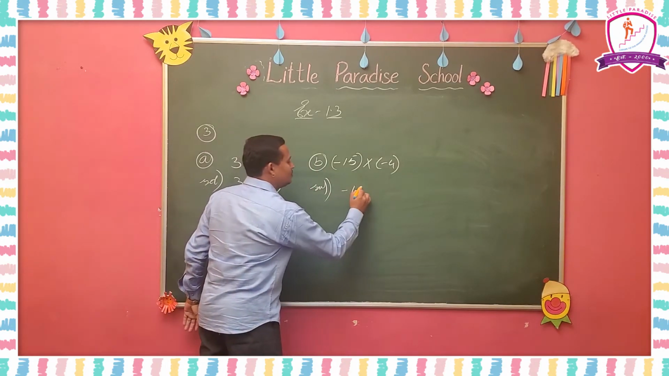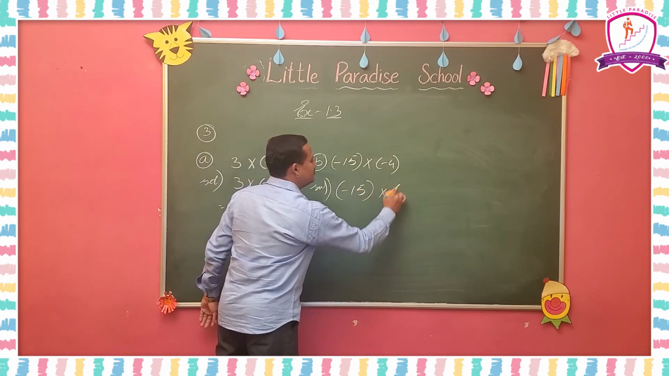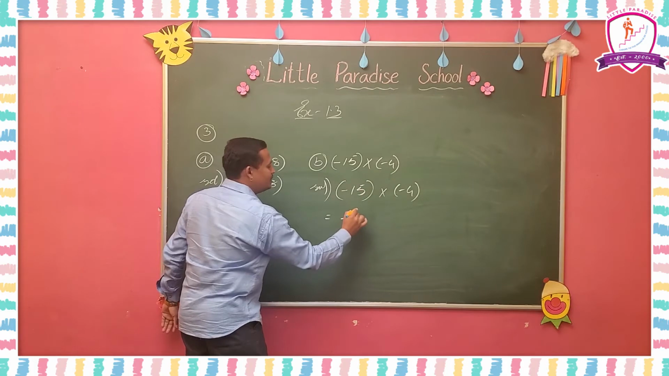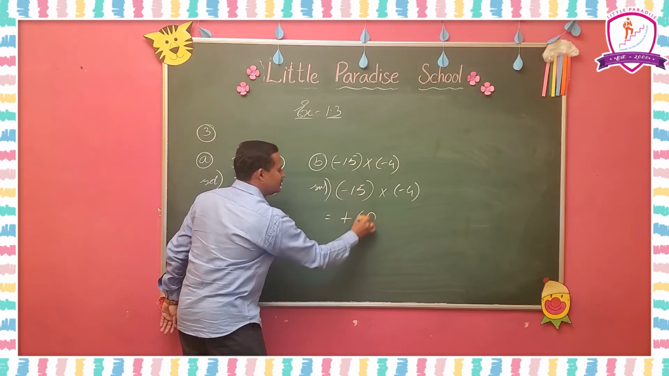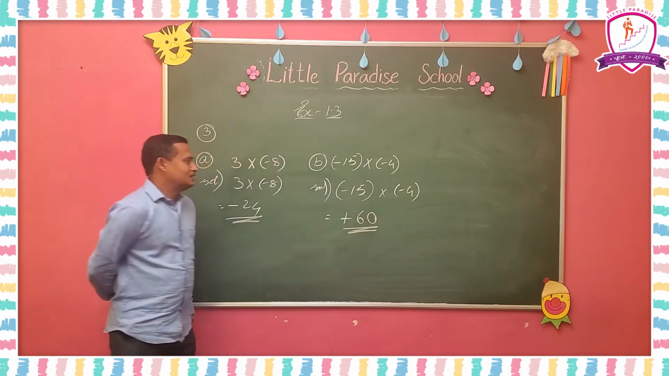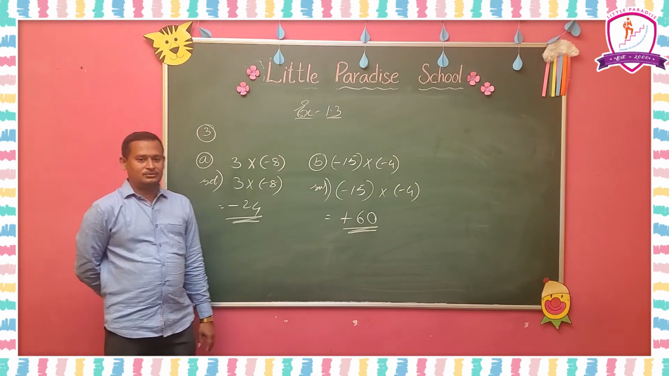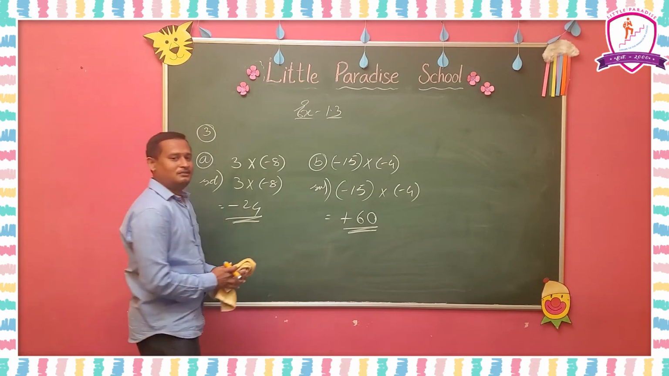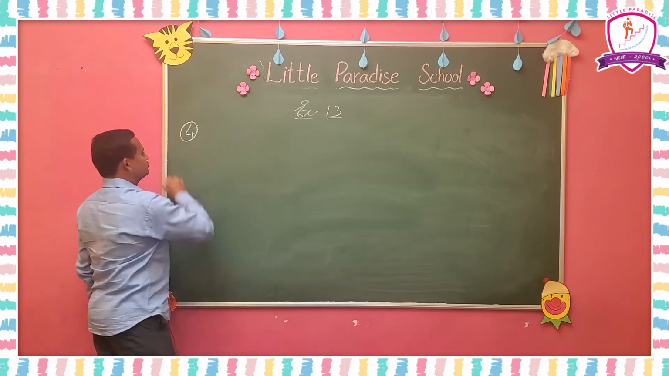So I am going to write the question again here. Minus 15 into minus 4 is equal to minus into minus plus, 15 fours are 60. 15 fours are 60. So like this we can do. Remaining sums all of you try yourself, and I am going to explain about the fourth question.